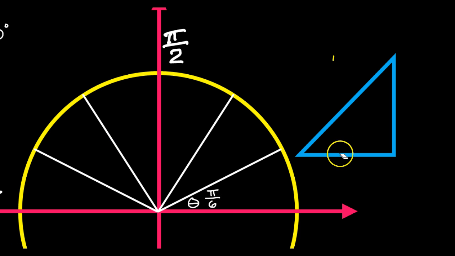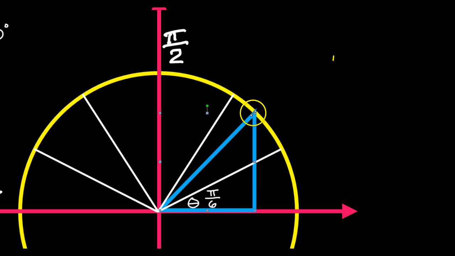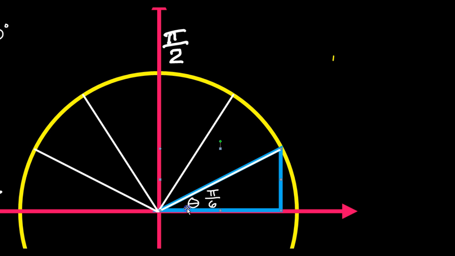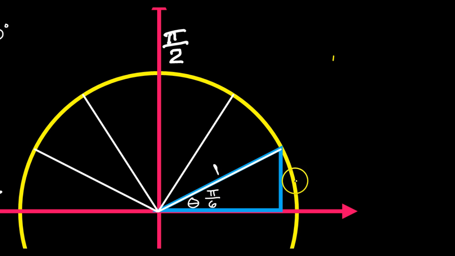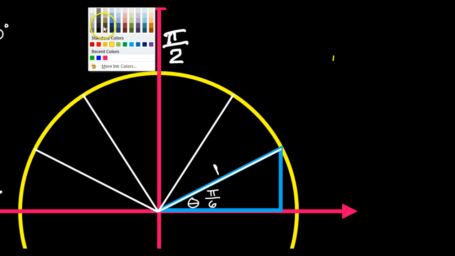Okay, so now let's find the sine, cosine, and tangent of this guy. All right, so let me drop this down until it is pi over 6 as our angle right here. So, still the hypotenuse is going to be 1. Now, let's use our knowledge of special triangles to find the rest. Now, what we know is the short side of the triangle is always half the hypotenuse.